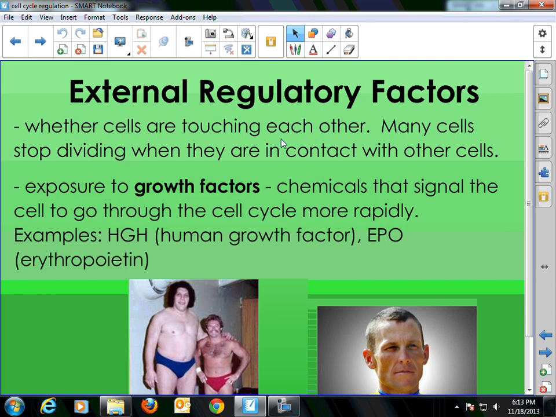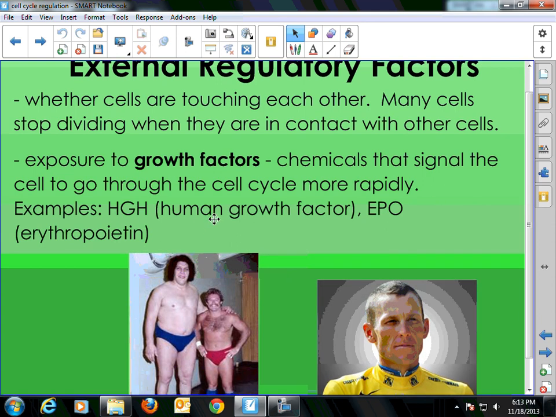So whether or not cells are actually in contact or touching one another, they can feel other cells around them, and that will regulate whether they are going to be dividing rapidly, going to be dividing slowly, or not dividing at all. Other external factors include things called growth factors. These are chemicals, hormones usually, which signal the cell to go through the cycle more rapidly. Two examples of this are HGH, which is human growth hormone, and EPO, erythropoietin.